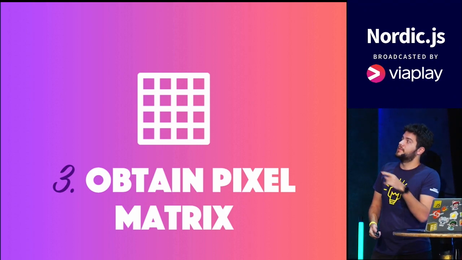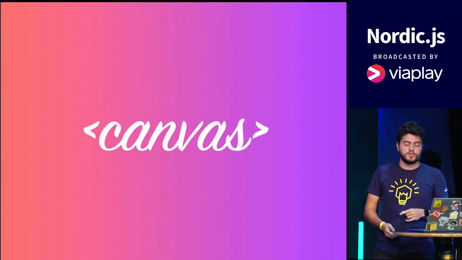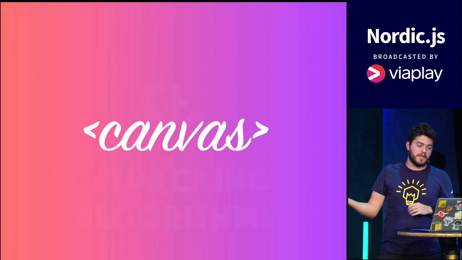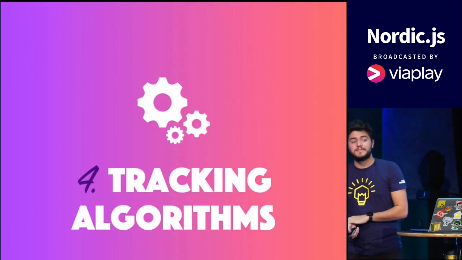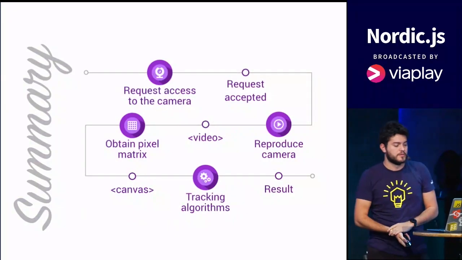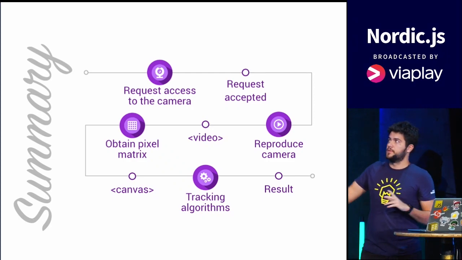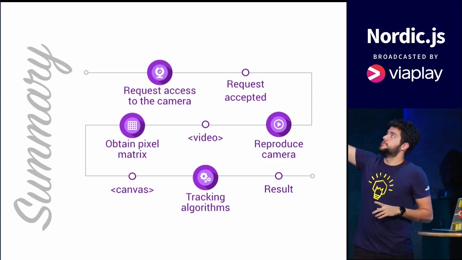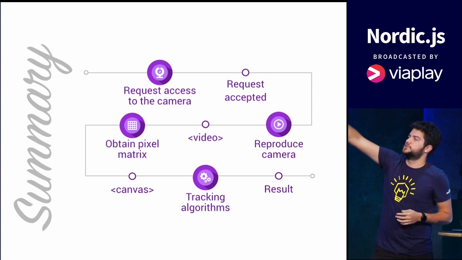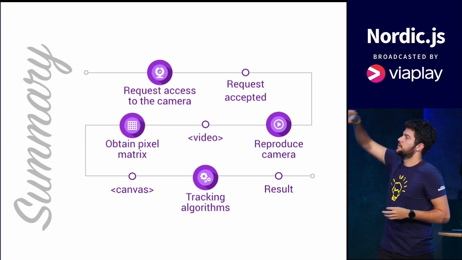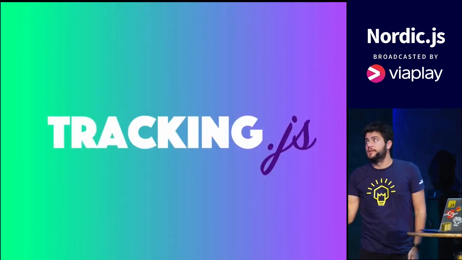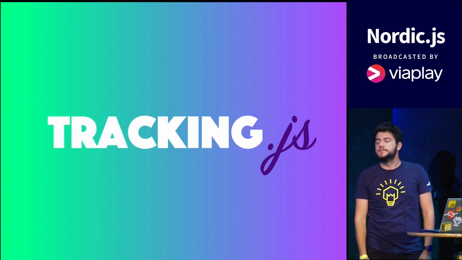Then you get the pixel matrix. So for every single frame of that video, you're going to get the pixel matrix, and you can do that using Canvas. And the last step is applying the tracking algorithms. And this is the most challenging one, for sure. So here's a recap. You access the camera, the user accepts it, of course. Then reproduce the camera in a video, you get the pixel matrix, you put it on a canvas, and then you apply tracking algorithms, and then you do something with those tracking algorithms. And that's what we did in this little library called Tracking.js.